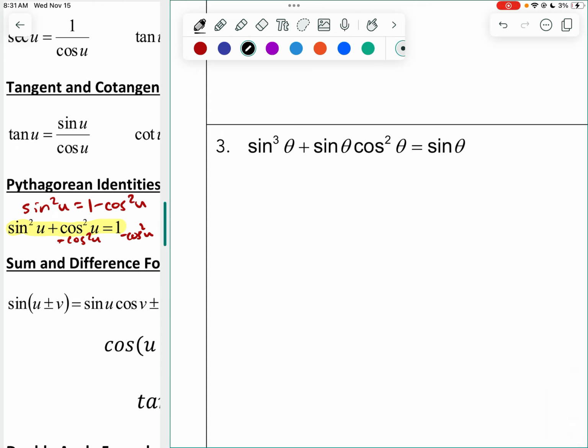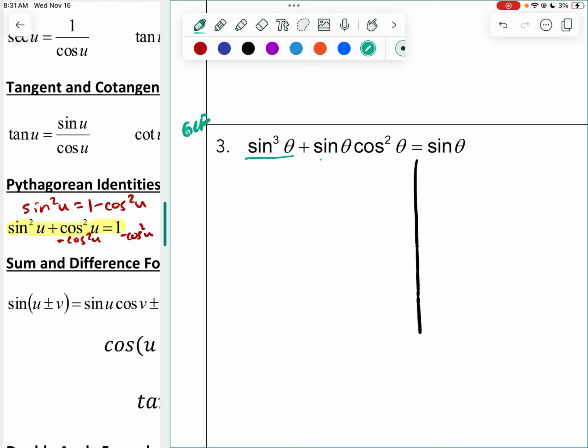So number 3, you have sine cubed plus sine times cosine squared equals sine. So we're going to show that everything on the left ends up equaling sine, just sine. So we're thinking simplifying, but we want to get it down to just sine. Okay, so this one is already in terms of sines and cosines, so you can't really do what we did in the other ones. You can't break it down more than that. But think about what we did yesterday. You can maybe factor. So look for a GCF.